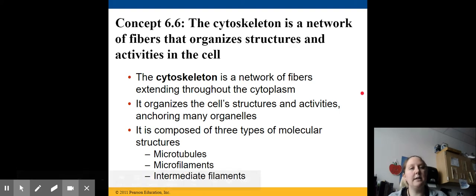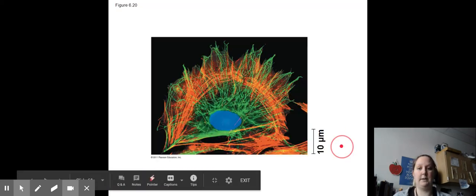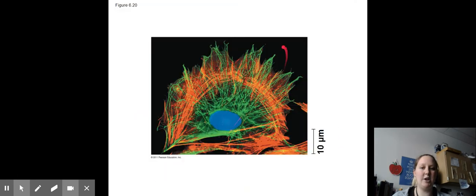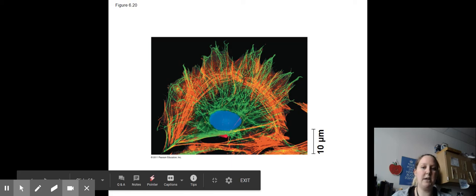The cytoskeleton, this is a network of fibers that extend through the cytoplasm. It organizes the cell structure and activities by anchoring many of those organelles to the plasma membrane. It's composed of three different types of molecular structures, one of which is microtubules, second microfilaments, and the third is intermediate filaments. This would visually be the cytoskeleton, both interior and exterior, where this big blue blob is our nucleus.